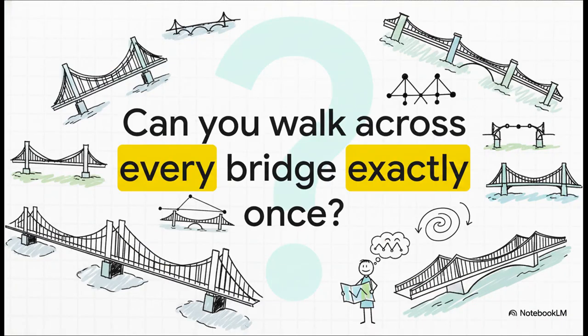Well, the people there came up with a little brain teaser. They started wondering, is it even possible to take a walk through town that crosses every single one of those 7 bridges? But, and here's the catch, you can only cross each bridge one time. What do you think? Could you figure out a path?